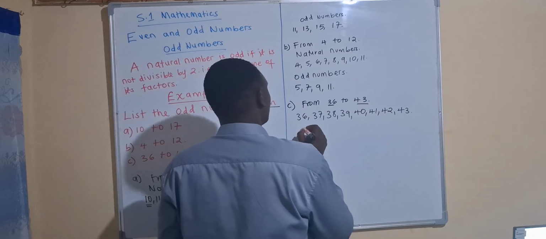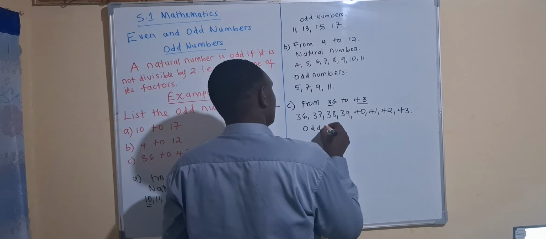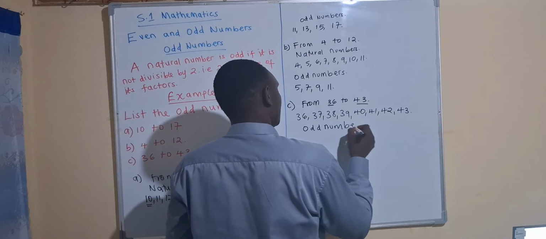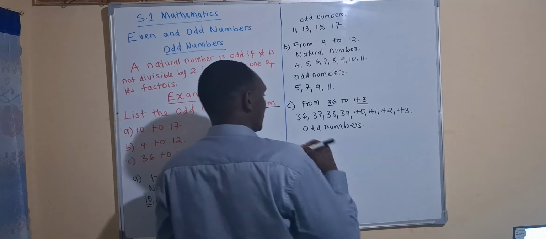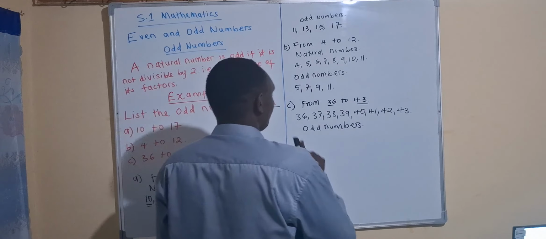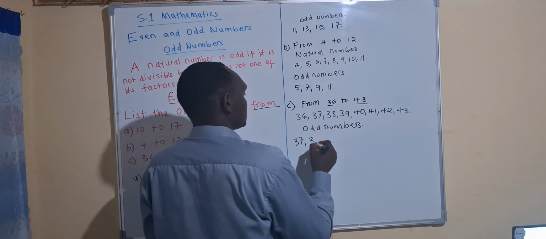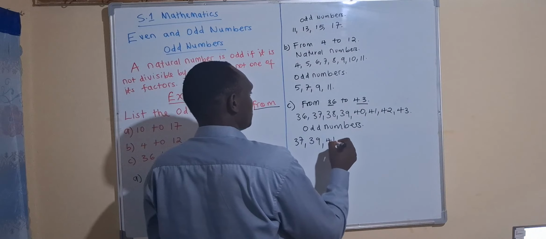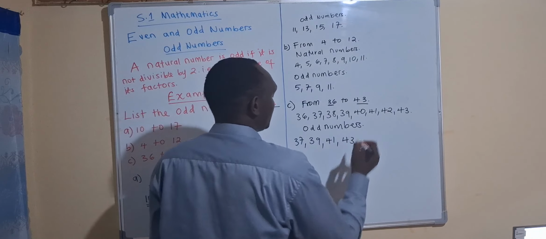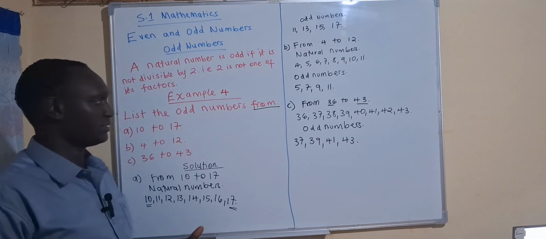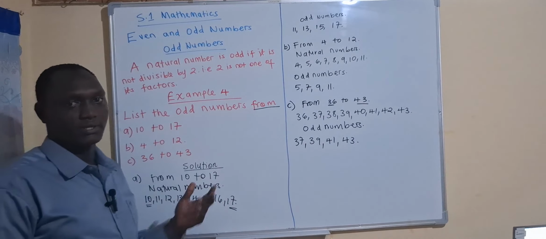Now, of these numbers, let's look for odd numbers. Those numbers that cannot exactly be divided by 2. Or if you divide them by 2, there is a remainder. 36 is even, 37 is odd, 39 is odd, 41 is odd, and then 43 is also odd. So this is the solution to Example 4.